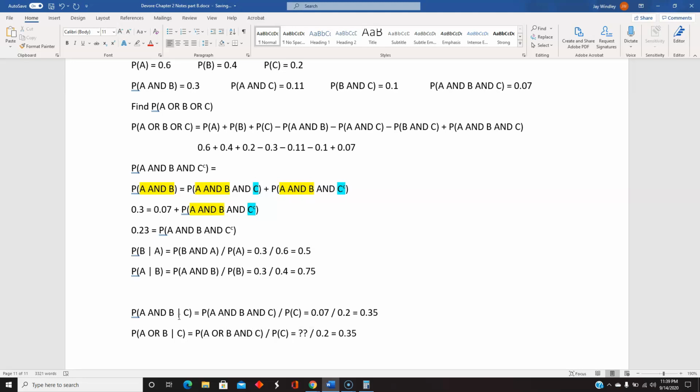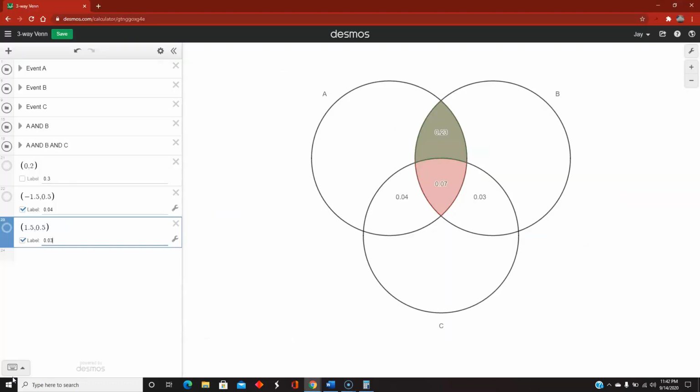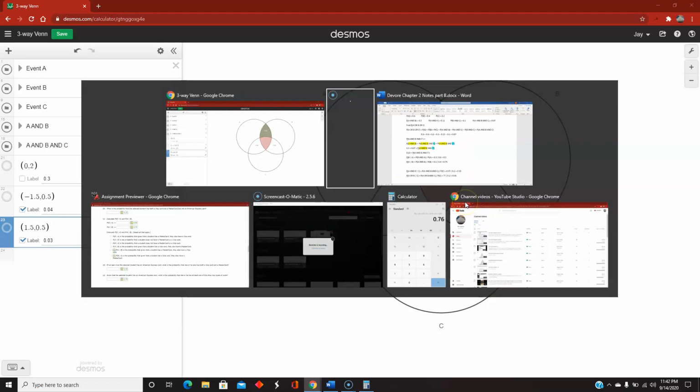So now we've got to figure out this. What is the probability of A or B and C? And to help see this, let's go back to the Venn diagram. A or B and C. So A or B intersect C. And I've added a couple new numbers to the Venn diagram. A and C was 0.11. So you see these two numbers here add up to 0.11. B and C was 0.1.